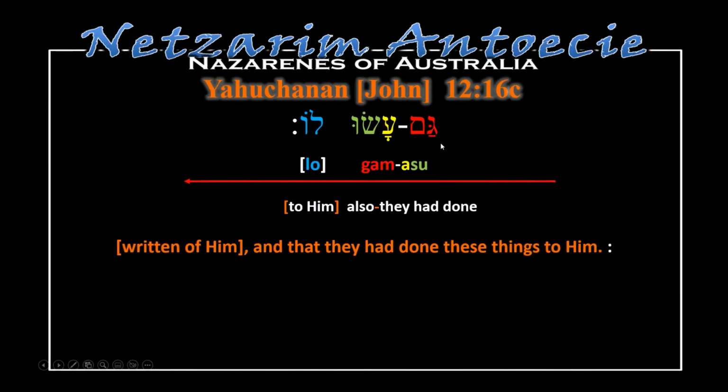And then we have Gimel, Mem Sofit, Ayin, Sin, because the dot's on that side, Vav, but it's a new sound, Lamed, Vav, but it's no sound. So we have Gum, also, Asu, they did, or they are done. And then Lo, to him. The Vav meaning him. Written of him, from the previous verse, and that they had done these things to him. Just quickly read that now. We have Gam, Asu, Lo.